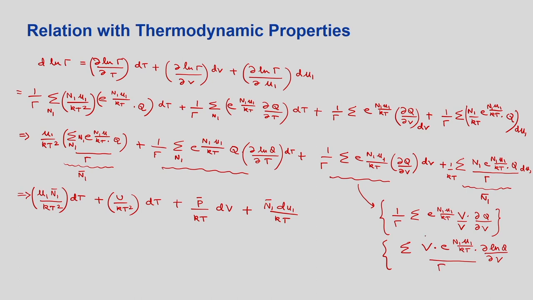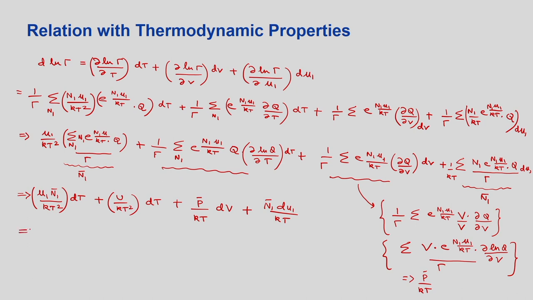So this entire expression is nothing but V bar, so this is nothing but P bar by kT, so this expression becomes P bar by kT, because initially we have derived this is P bar by kT. So, this is the way we have written this P bar by kT, and this term as it is. The u by kT square follows from this term, the same term you are getting, it is just Q, so dou ln Q. So, this entire term multiplied by this expression becomes u by kT square into dT.